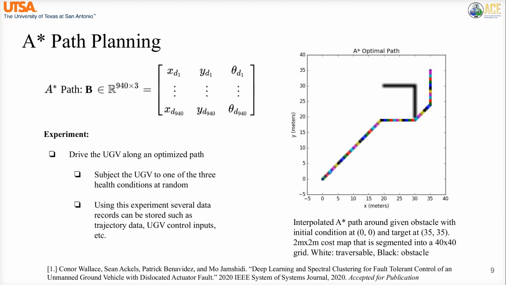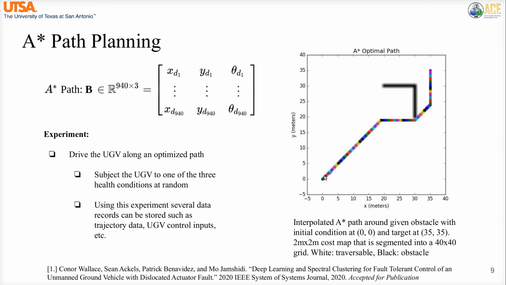So the base experiment that I'm using for this thesis is a path planning experiment. Basically, I'm using the A-star path planning algorithm to take in a cost map, as seen in this figure, where the white space is traversable area, and the black space is some kind of obstacle. This is a really simplistic example, but the idea is just to give a real world scenario of what the UGV might encounter and what it might need to optimize for.